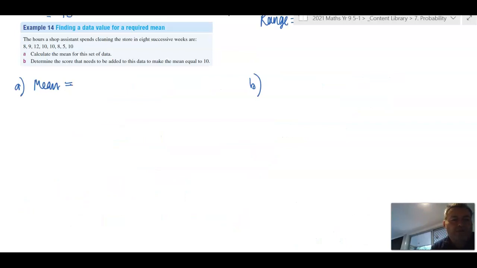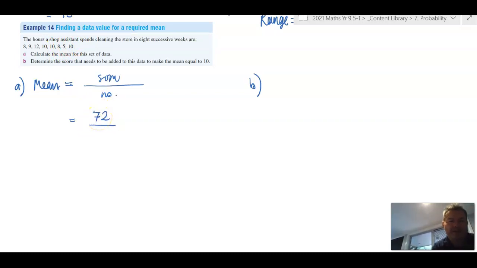In our second example, we're given a question which says that the hours a shop assistant spends cleaning the store in 8 successive weeks are 8, 9, 12, 10, 10, 8, 5 and 10. And part A asks us to calculate the mean for this set of data. So in part A, I am going to use my formula. I'm going to find the sum of all the scores and I'm going to divide it by the number of scores. So the sum of all the scores will be 29, 39, 49, 57, 62, 72.